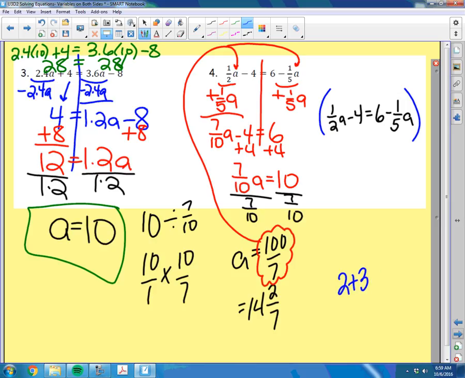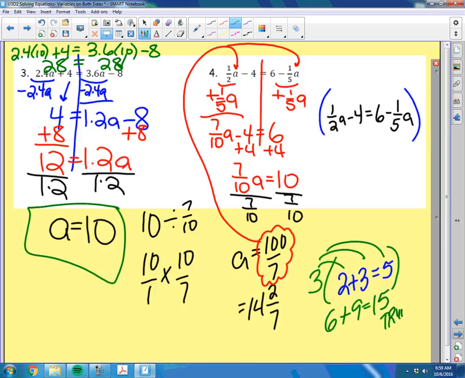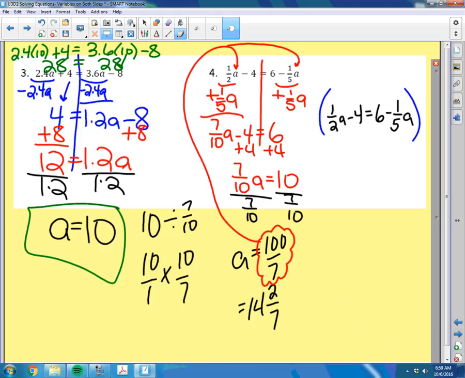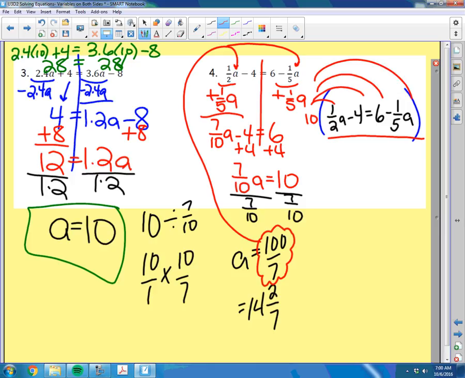We all know that 2 plus 3 equals 5. If you multiply this entire equation by 3 and distribute it to every number, you end up with 6 plus 9 equals 15, which, by the way, is also a true statement. So the moral to our story is if you multiply the entire equation by a particular number, it stays true. So if I multiply this entire equation by 10 and distribute the 10 to every number, watch what happens.